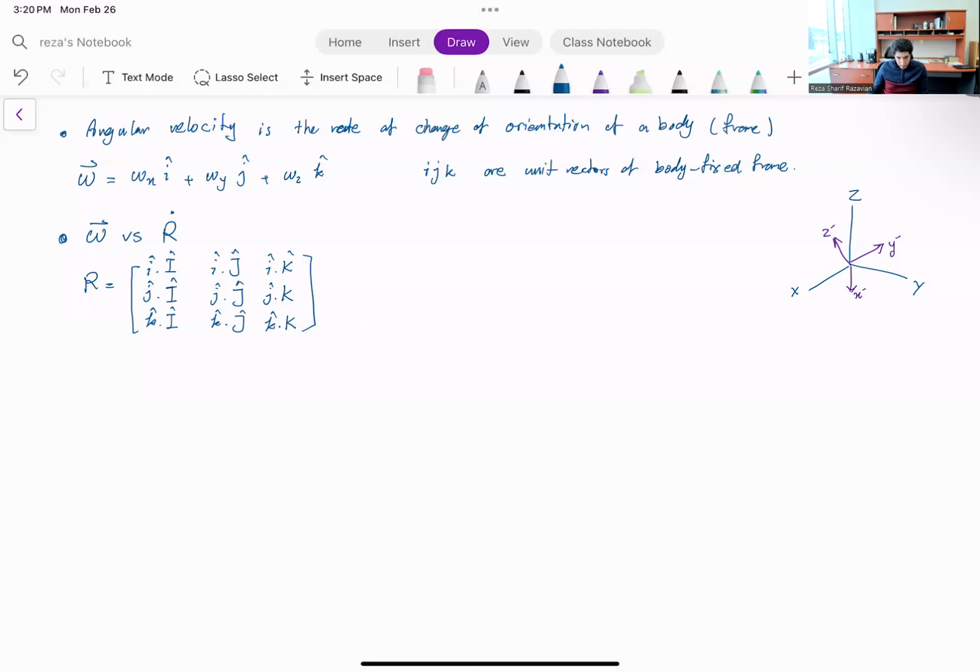Let's first try to go forward. Given omega, find R dot, how the rotation matrix is changing. R dot, the derivative of a matrix, really means finding the derivatives of each of those components. As an example, let's look at the first one.